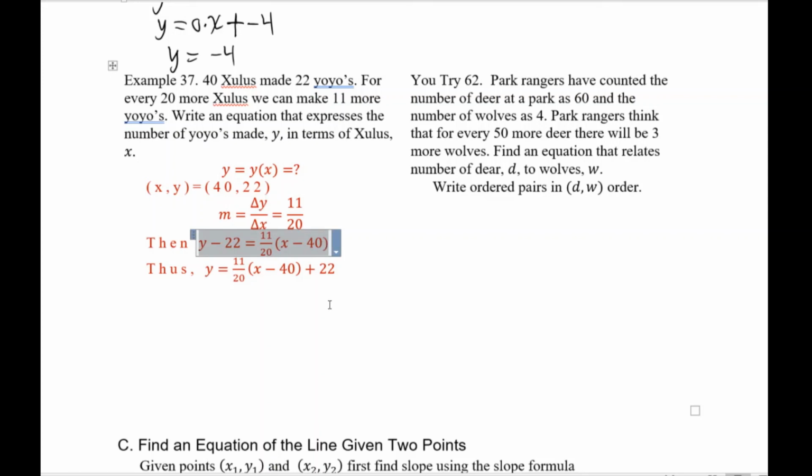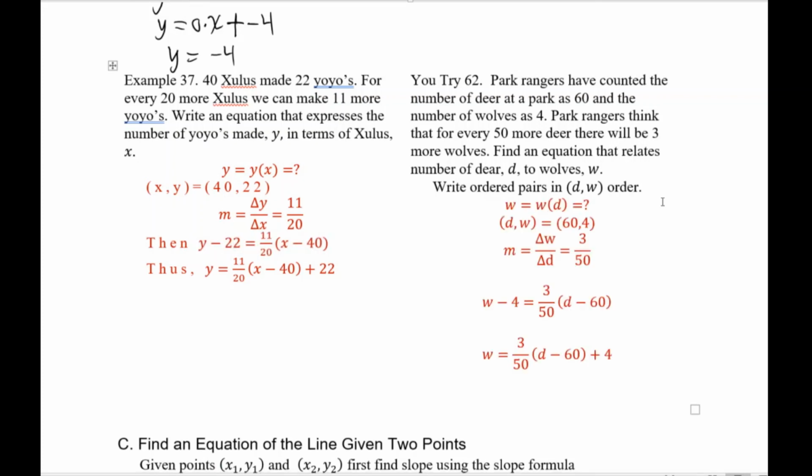You try 62. Park rangers have counted the number of deer at a park as 60 and the number of wolves as 40. Park rangers think that for every 50 more deer, there will be 3 more wolves. Find an equation that relates the number of deer, d, to wolves, w. Write ordered pairs in d, w order. Pause here. You go ahead, then check back with my answer.